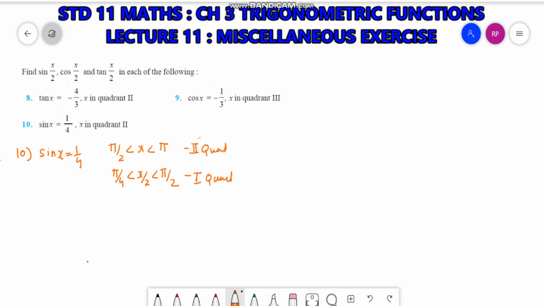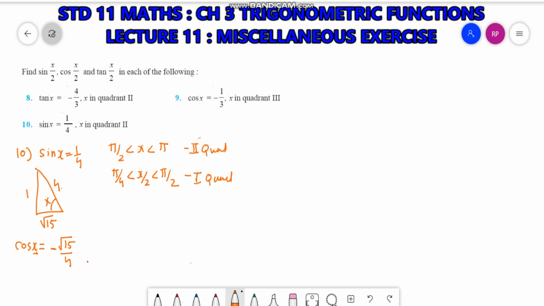Okay, now I need to find out first cos x, then we will use the formula. So for this I will form a triangle. Sin x is 1 by 4, opposite upon hypotenuse, so this side will be under root of 4 square minus 1 square, so under root of 16 minus 1, that is root 15. So what I get, the value of cos x is root 15 by 4, and as x is in second quadrant, it will be minus root 15 by 4.